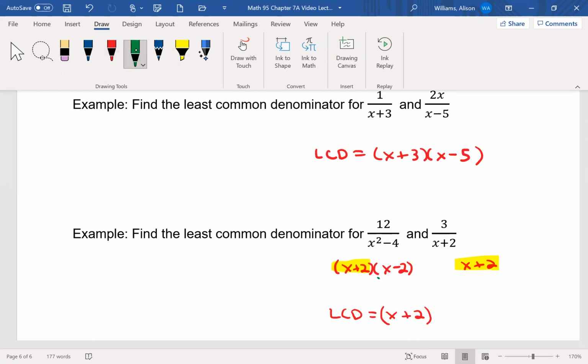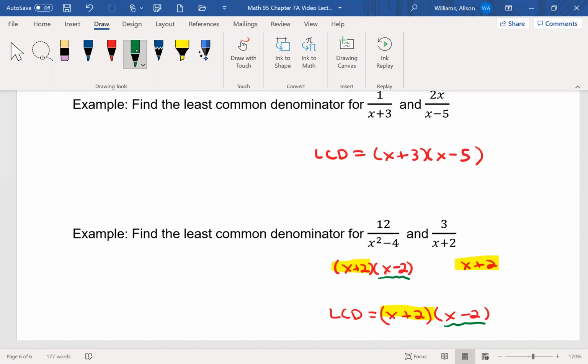So that's going to go into the LCD, what they have in common. And then they have this extra piece right here. Sorry, that's what's in common. The extra piece of x minus 2 is also going to go into the LCD. That's the extra piece. And that's the answer. I don't have to multiply it out. I can leave it in factored form, but the answer is x plus 2 times x minus 2.